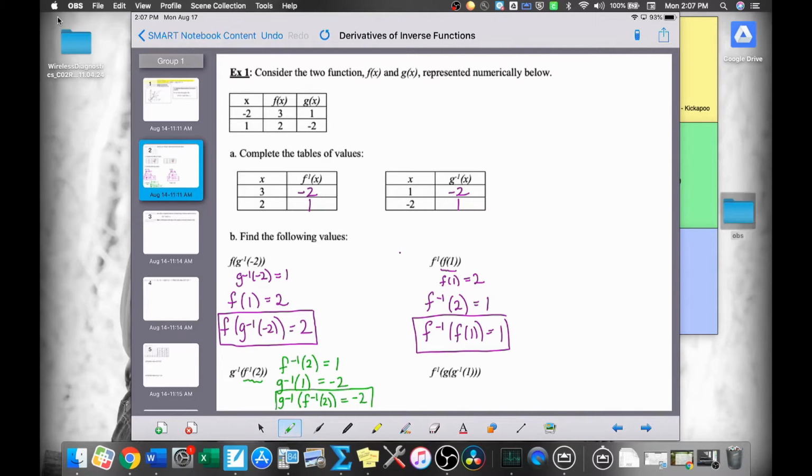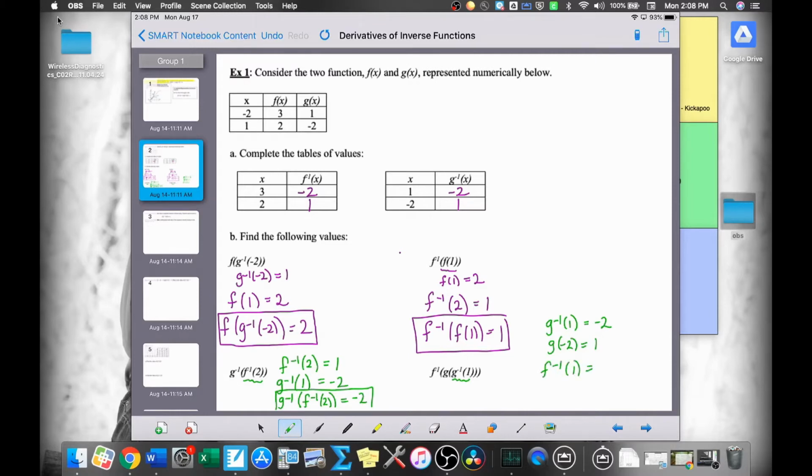And then the last one, we've got a composition of 3 functions here. So start on the very inside, start with g inverse of 1. And when g of x is 1, x is -2, right? So this is going to be -2. So then the next thing would be g of that. So g of -2 is 1 from the table. And then finally, f inverse of 1.